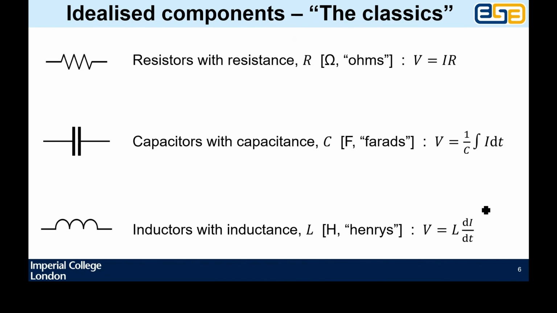It's often represented with an L, and it's got the units of henries, H, and it has the relationship that the voltage is equal to L times the derivative of current. So the change in current, or the acceleration of charge. Okay? And we'll come back to each of those relationships later and build them into a single framework.